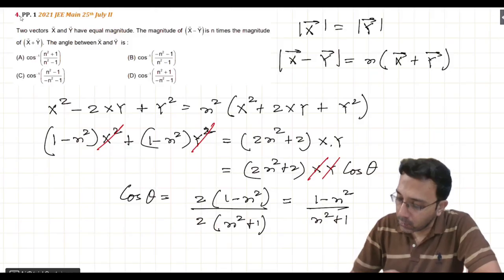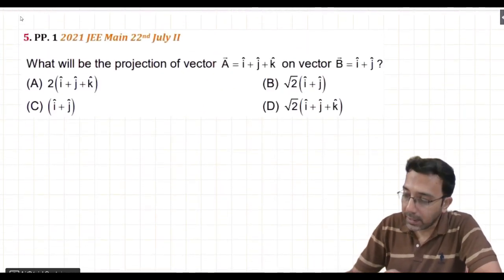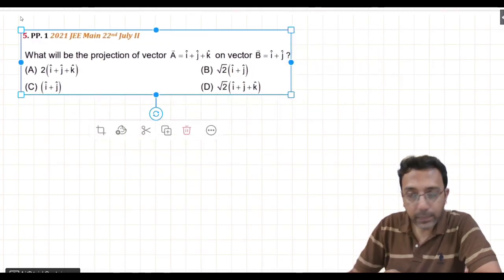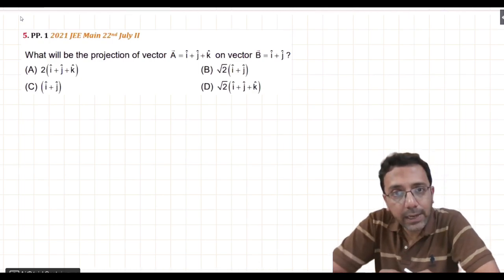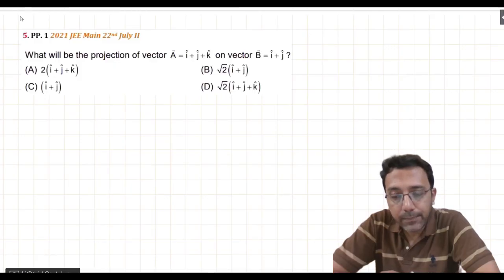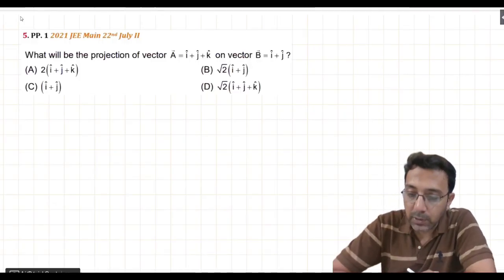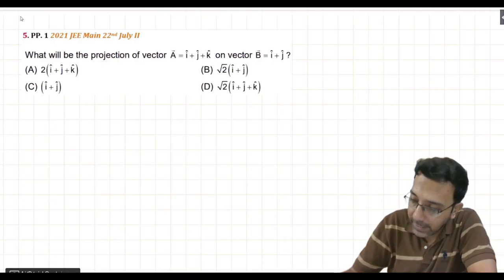Okay, let us go to the next one. I'll just decrease the size a little bit to accommodate in the page. It is told, what will be the projection of vector A on B, and both the vectors are given in terms of the unit vectors i, j, k. So A is given as i plus j plus k and B is given as i plus j only. So the projection of A on B can be written as, I'll just write it down.